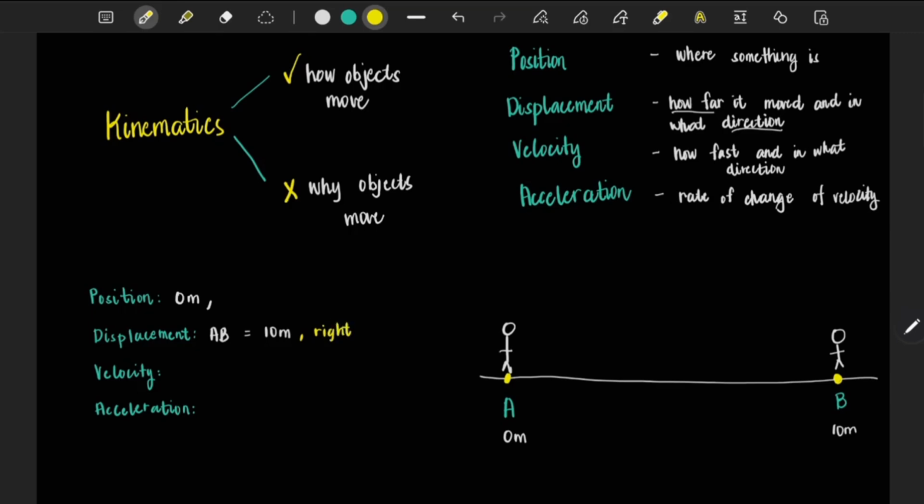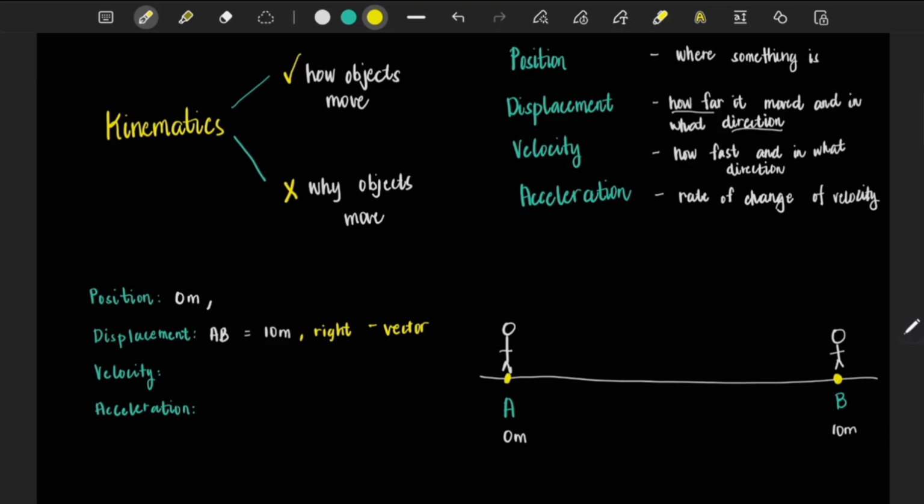This is because displacement is a vector quantity, a quantity that includes not just the magnitude but also the direction.